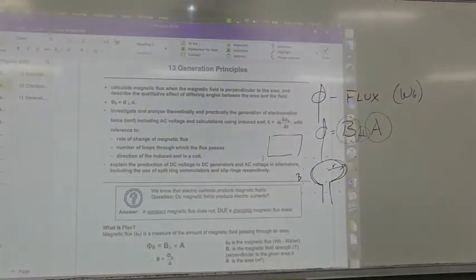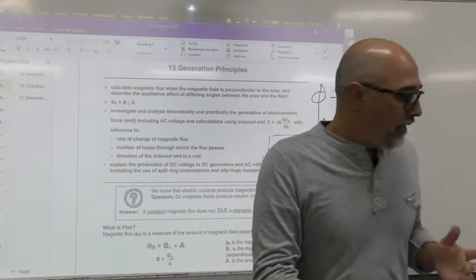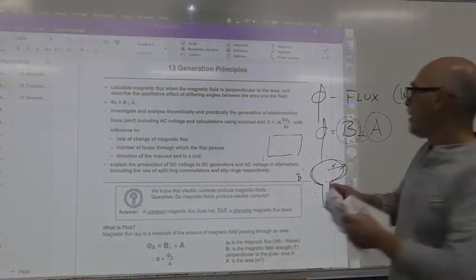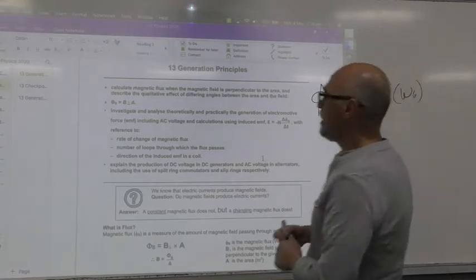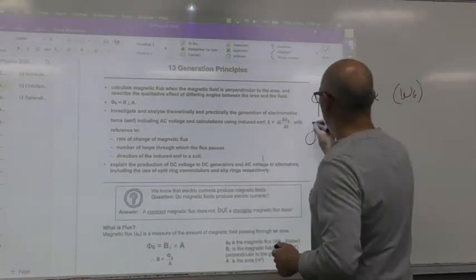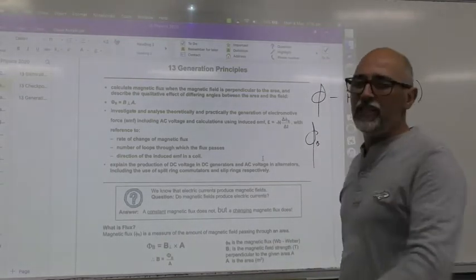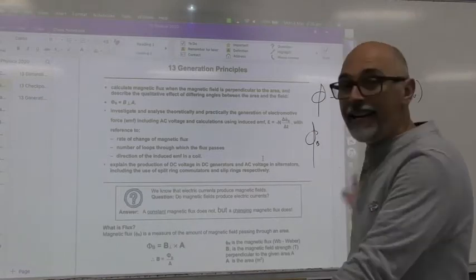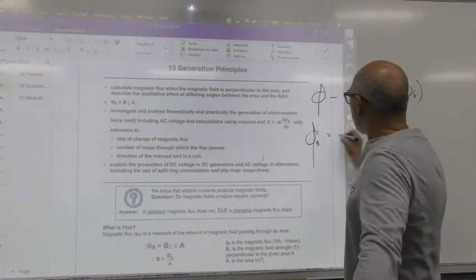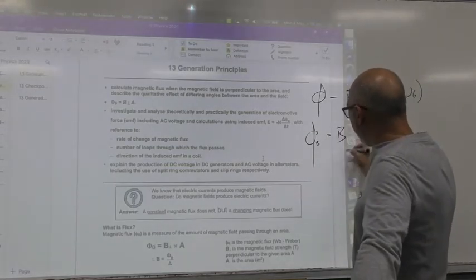Now, obviously, that leads us to another formula. So you can see here, this is the formula for flux. Flux is equal to, and sometimes you'll see flux there with a little b on it just to remind you that this is magnetic flux, because there's obviously other kinds of flux, is equal to the magnetic field strength. So this is in Tesla.